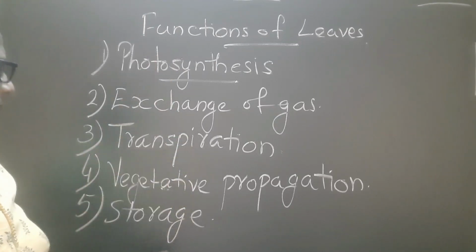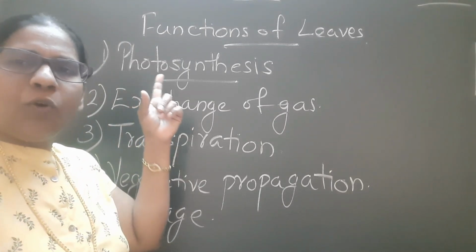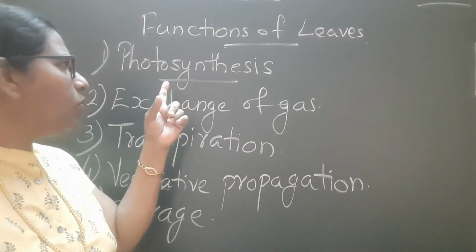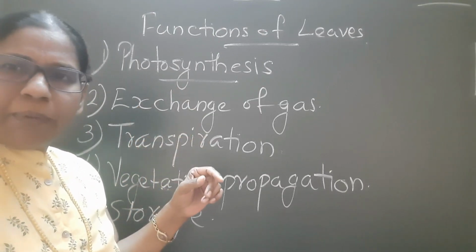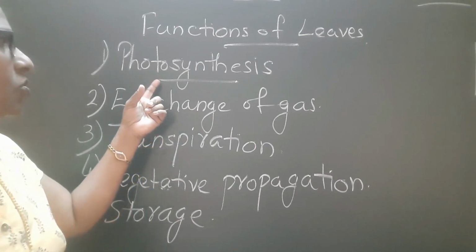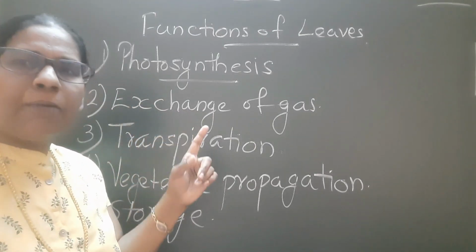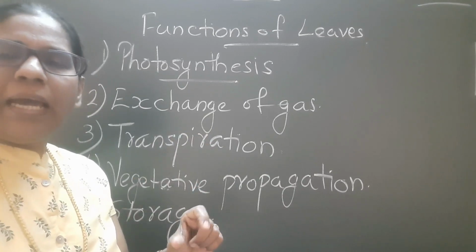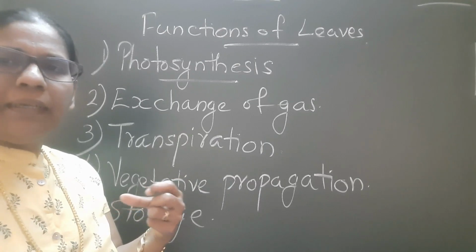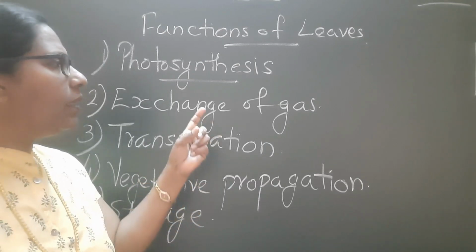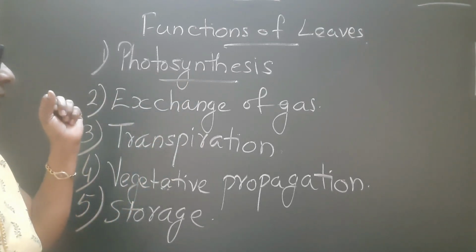These are the 5 functions of leaves. First one is photosynthesis. In the lower classes we studied already. We know all that. Okay. Leaves prepare food for the entire plant. That process is called photosynthesis. For this photosynthesis, the leaves need chlorophyll in them, and then leaves absorb carbon dioxide, sunlight, and with the help of water and chlorophyll they prepare food for the entire plant.